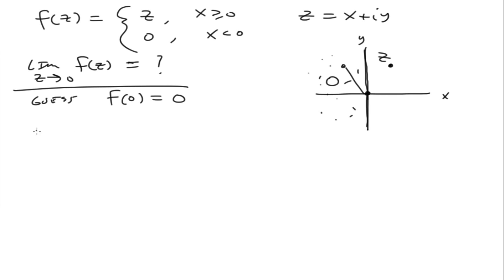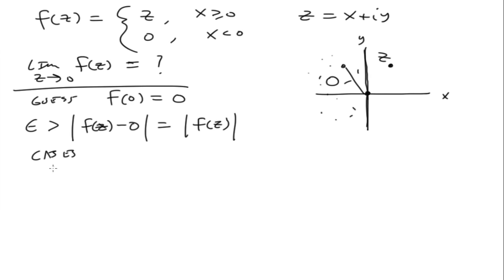All right, so again, I'm going to start as before with epsilon. I want to find my function f of z minus 0, so that's just going to be f of z. Really this has to be broken down into two cases. So case 1 is the x less than 0 case. Then epsilon is greater than what we have inside here, which is always going to be 0, for every x less than 0. And this is always guaranteed.